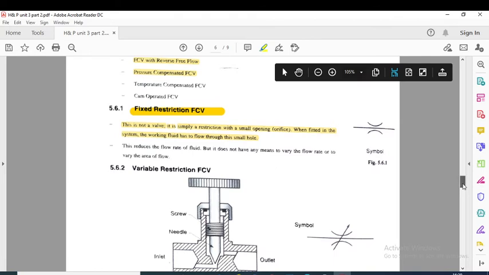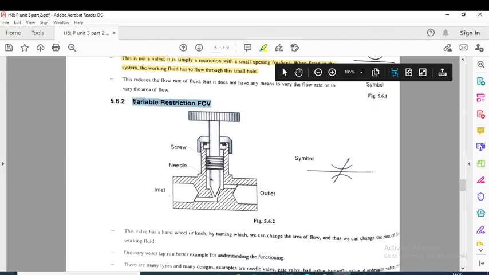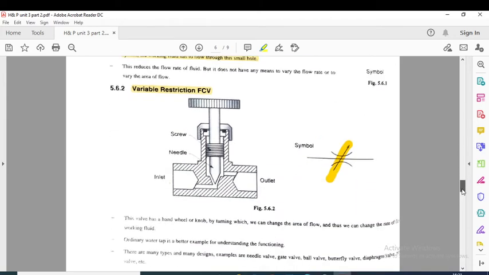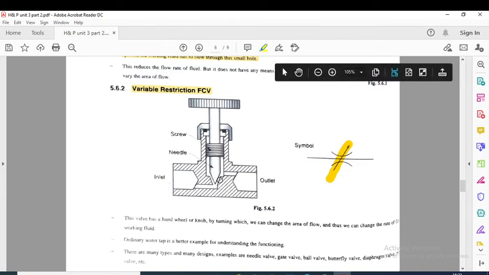Then again we have another type, which is the variable restriction flow control valve. As this is a variable restriction, we attach this arrow to the symbol of the fixed restriction flow control valve, and this arrow represents the variability in the restriction of the flow. Here the variable restriction is provided with this screw type arrangement. So we can adjust the restriction to the flow by using this screw. By turning it upward and downward, we can adjust the restriction. Hence we name it the variable restriction flow control valve here.